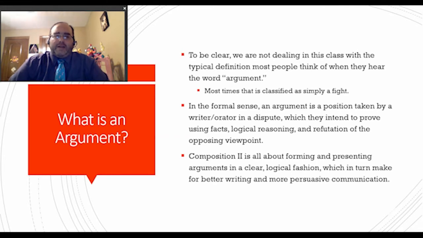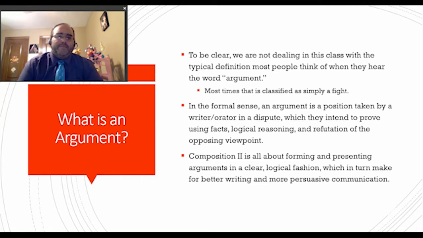Alright, so let's talk about argument. So first off, we have to establish exactly what it is we're talking about when we're talking argument. Okay? So, to be clear, in this class, what we are not dealing with is the typical definition most people think of when they hear the word argument. Now, most times that's going to be classified as simply just a plain old fight. Okay? We're not talking about when you get into a dispute with your family or your friends or just some random person who you disagree with. Okay? That's not what we talk about with argument.